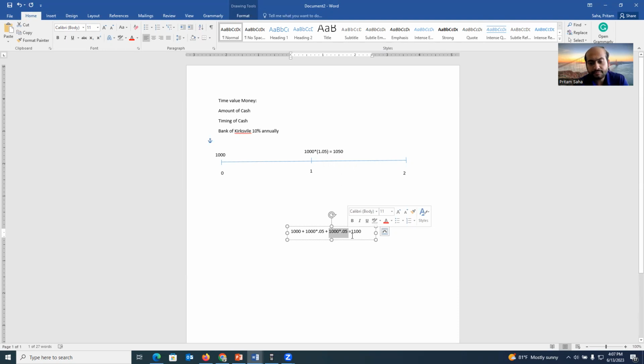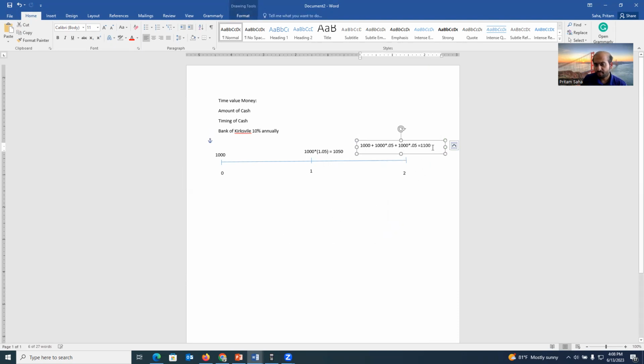Okay. Do you think it's right or wrong? If we follow this process, so this process by definition means each year you only earn interest on your initial amount of investment, for this case, $1,000. So the future value end of year 2 is $1,100. Okay, future value end of year 2 is $1,100. So this process is called simple interest method.